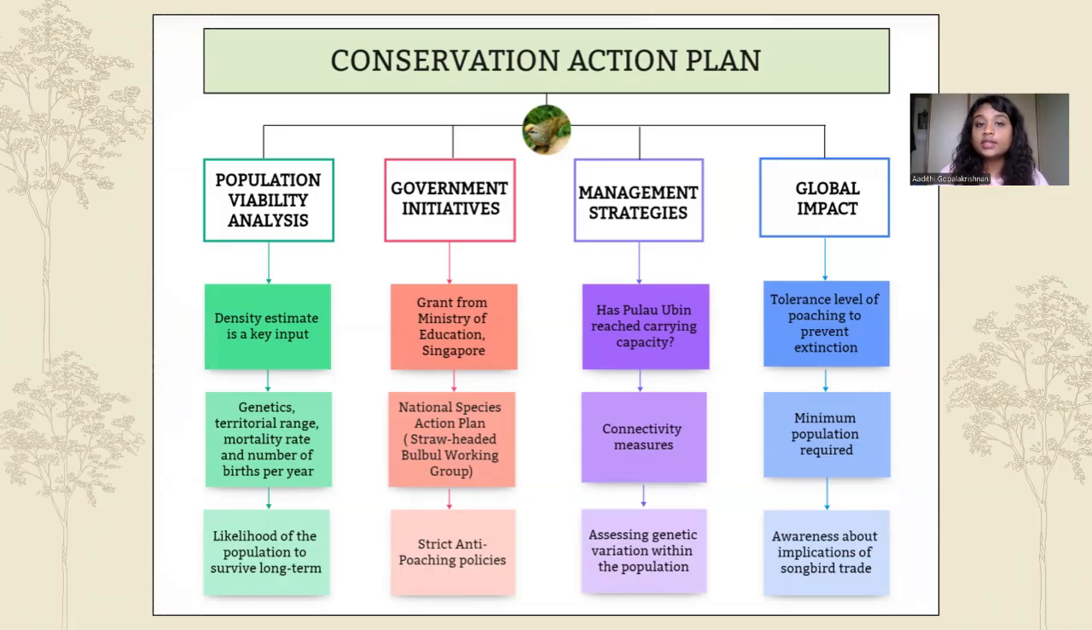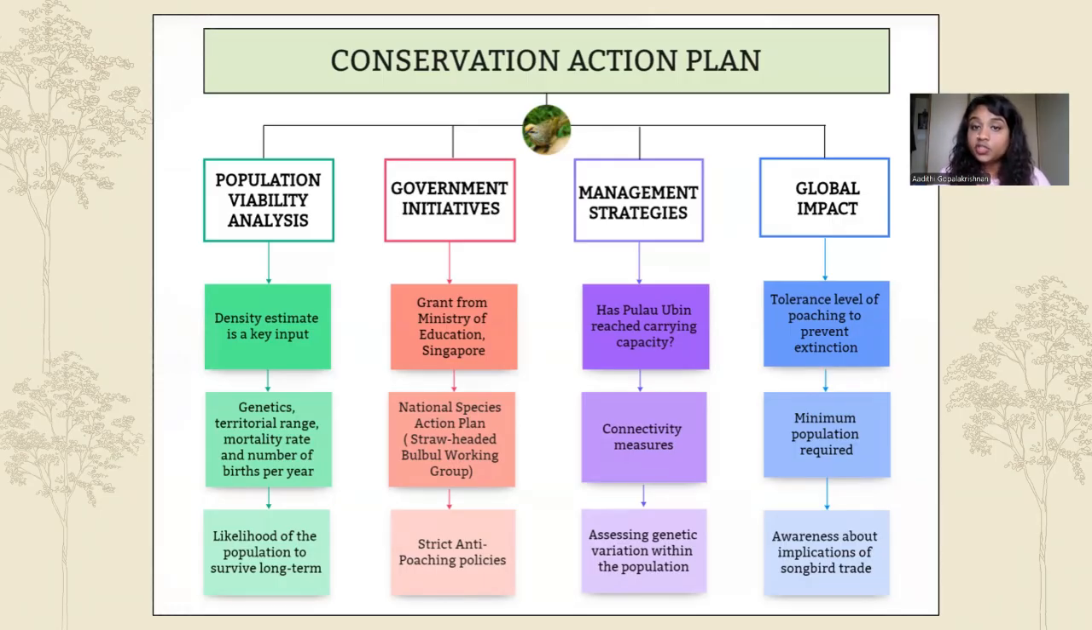And another thing is the government initiatives that have been set up for the species. There has been a grant from the Ministry of Education to look into the viability of straw-headed bulbuls. And there's also a national species action plan that focuses on conserving the species. And it's doing well in Singapore because of the strict anti-poaching policy. So that's something that they want people to have awareness about.